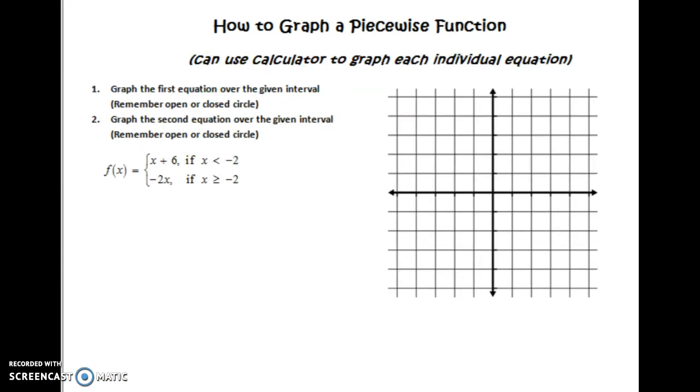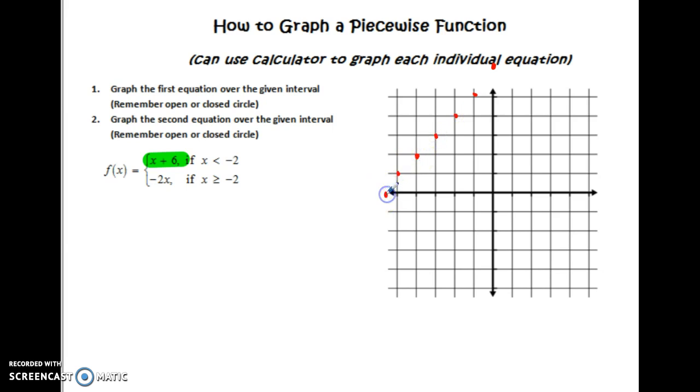All right, how to graph a piecewise. Just graph them one at a time. You graph the first one. This happens to be a line, x plus 6. What I would suggest is you use pencil for this. If you want to graph it without a calculator, you can go to 6. Then I go up one, right one, and I can't, so I'm going to go down.